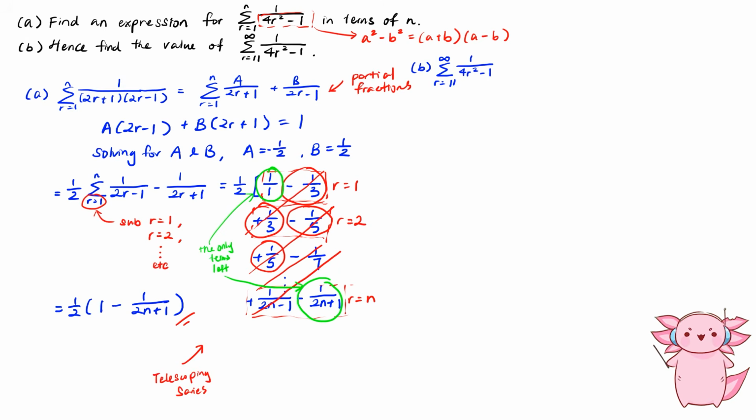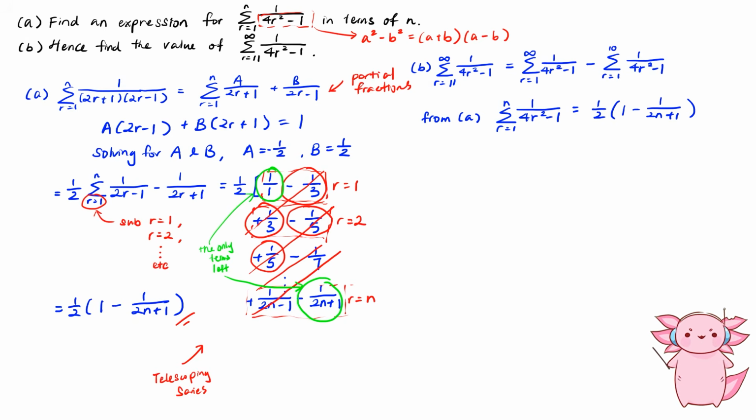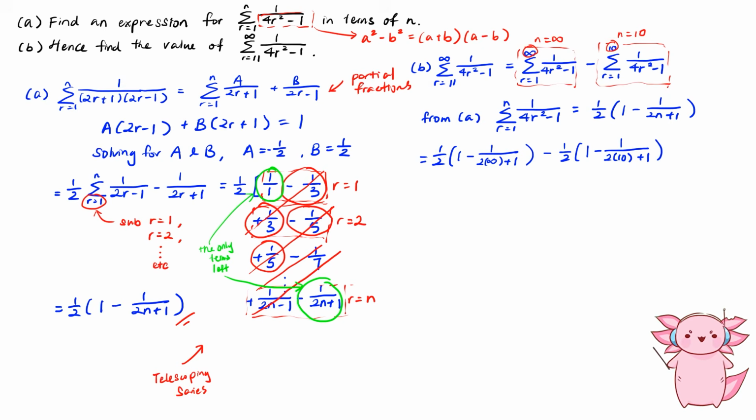To find the summation from r equals 11 to infinity, we can take the summation of r equals 1 to infinity minus the summation from r equals 1 to 10. Because we found the summation in terms of n in the previous part, we don't have to use the summation anymore, and we can just sub in n equals infinity for this, and n equals 10 for this. For this fraction, again, it's 1 over infinity, which approaches 0, so the final answer will just be evaluated out to 1 over 42.